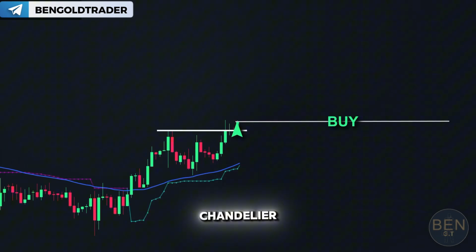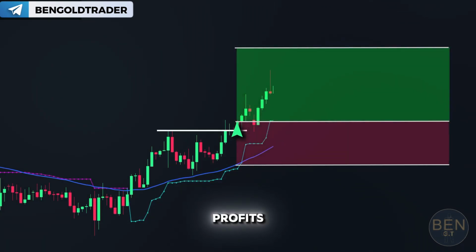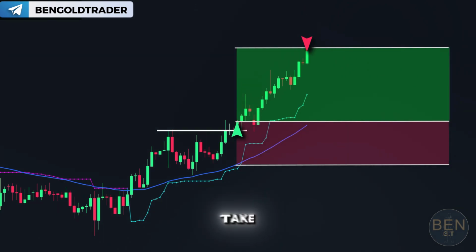Then I applied this chandelier stop, set my stop loss, and take profits. As you can see, the price hits our take profit target.